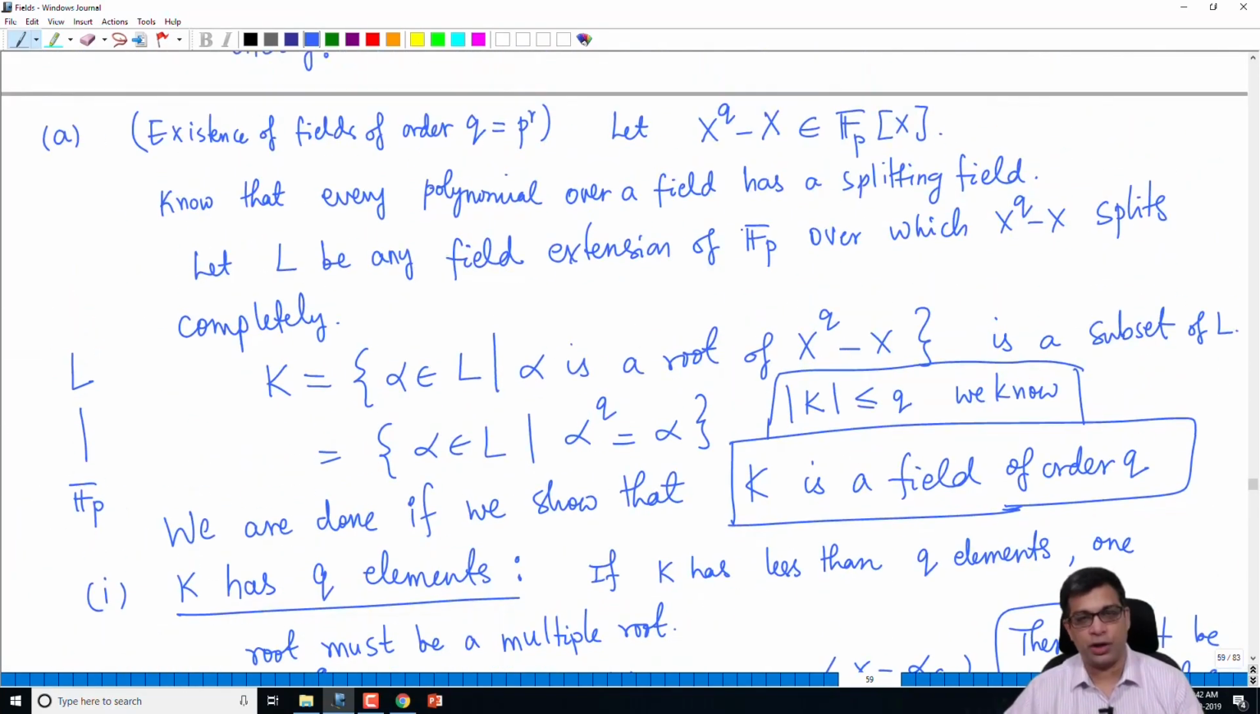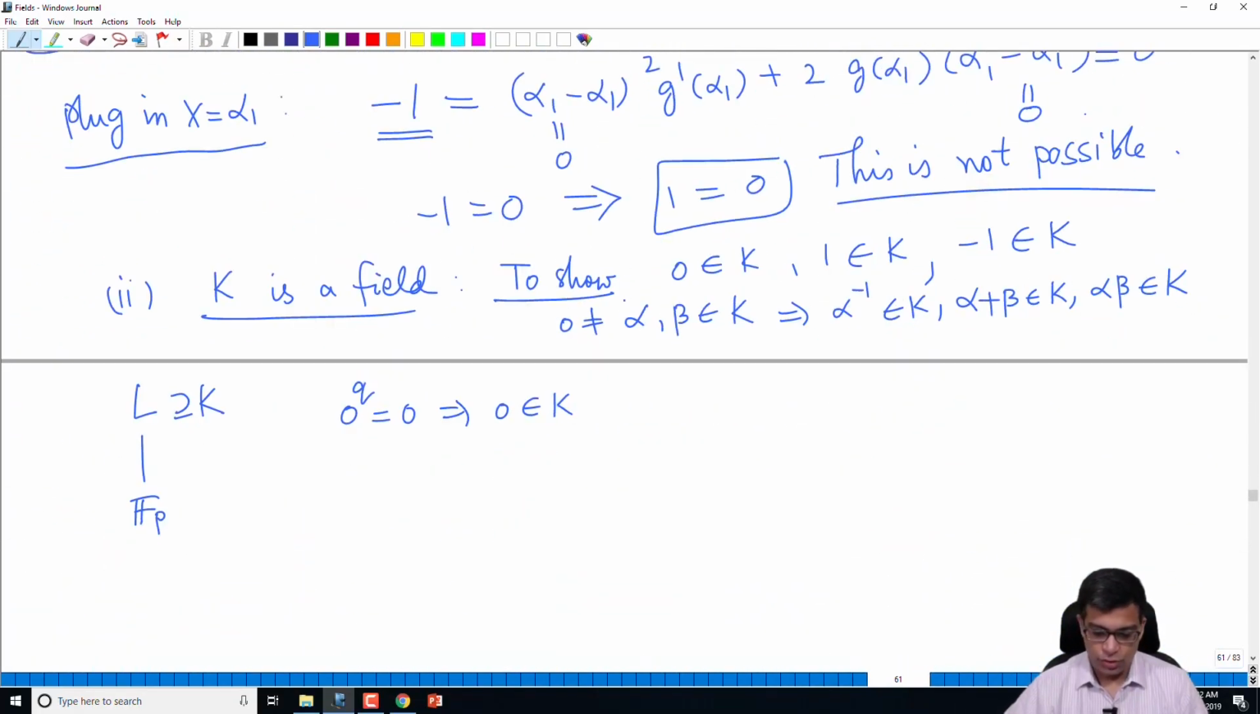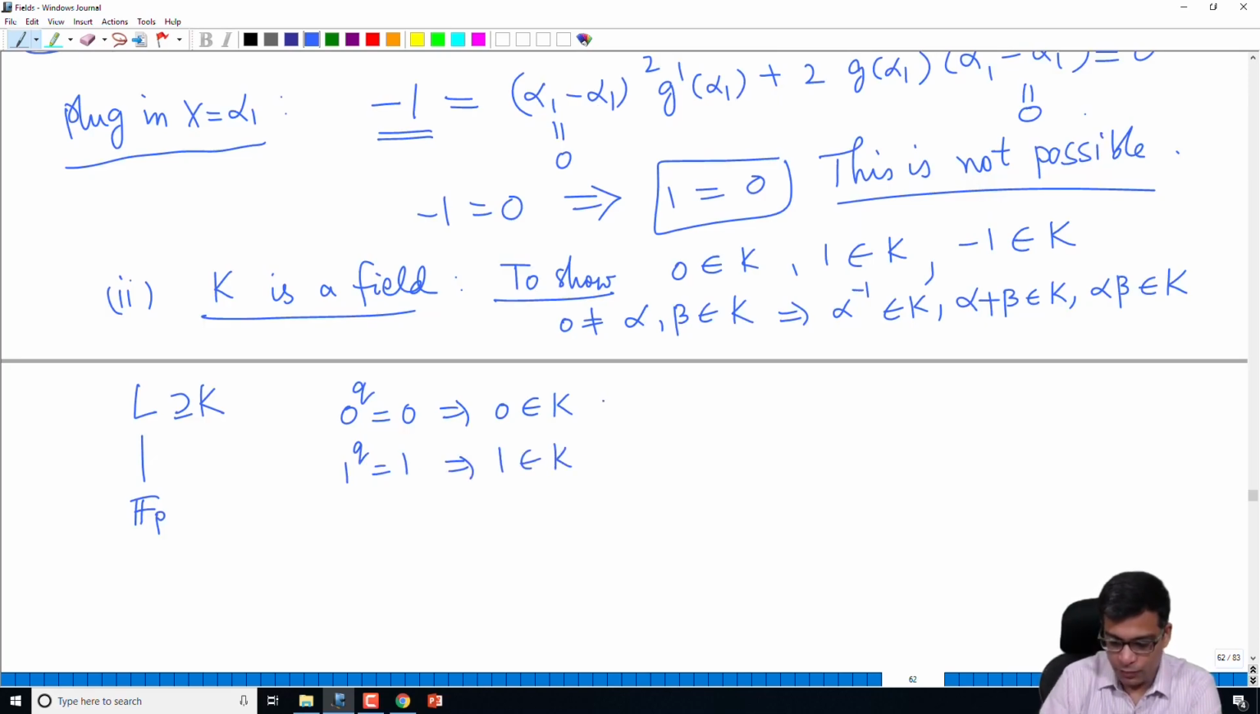So I hope you are following everything. If not, please pause the video, think about it. This is the most crucial part of the whole structure theorem. In fact, A and B are the most important statements. So 0 is there, 1 power q is 1, so 1 is there, right?